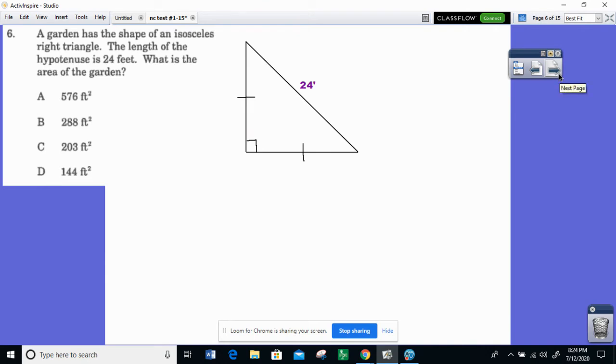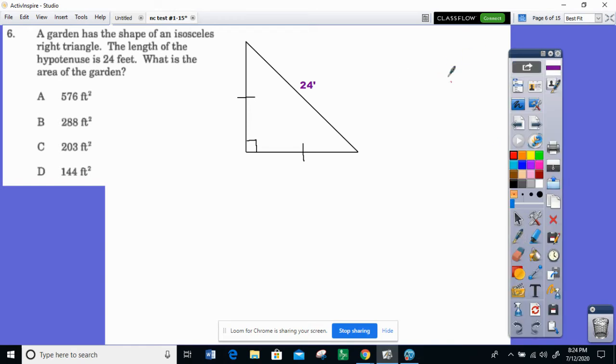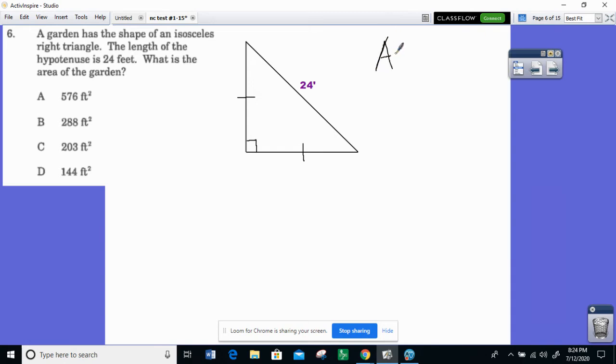All right, number 6 says a garden has the shape of an isosceles right triangle. The length of the hypotenuse is 24 feet. What is the area of the garden? Well, to find the area for the garden, we need the area formula for a triangle. So that's going to be area equals 1/2 base times height. The base and height of the triangle are going to be the sides that are perpendicular to each other. So that would be this vertical segment right here and this horizontal segment. So our job is going to be to figure out what these two sides are.